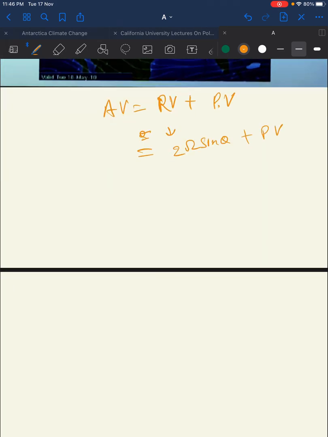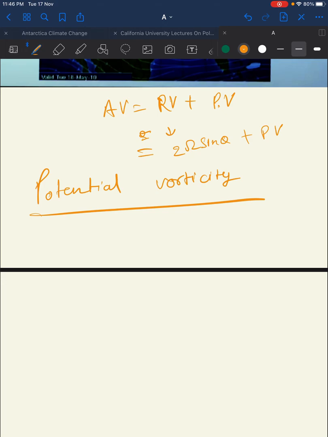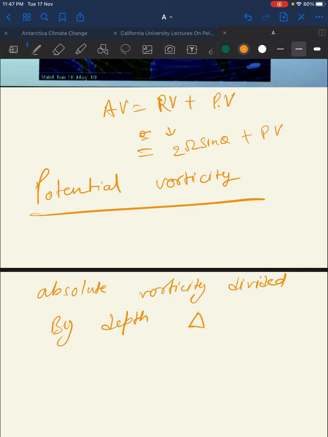Now there is another type of vorticity, called potential vorticity. Now what is it? This potential vorticity is defined as the absolute vorticity divided by the depth, that is delta h, of the column of air that is rotating.